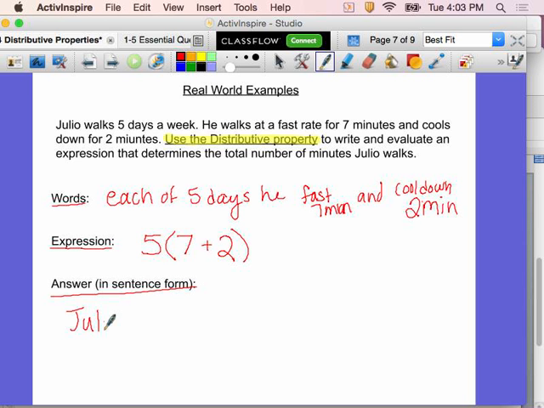Julio walks 45 minutes in a week, in 5 days, not a week. 45 minutes in 5 days.